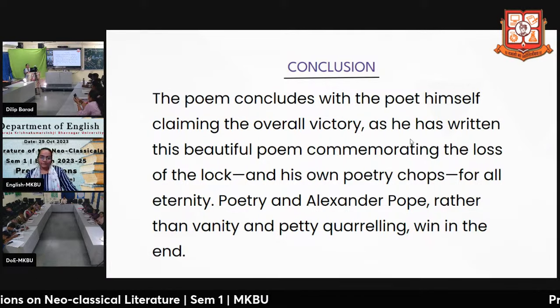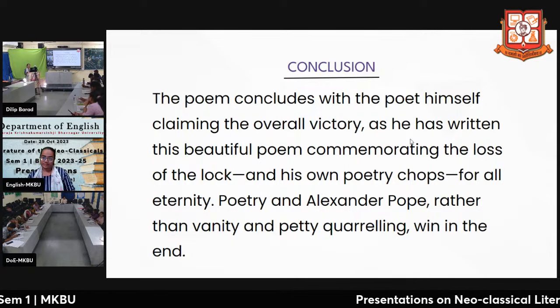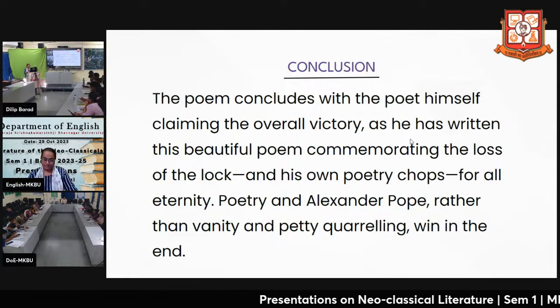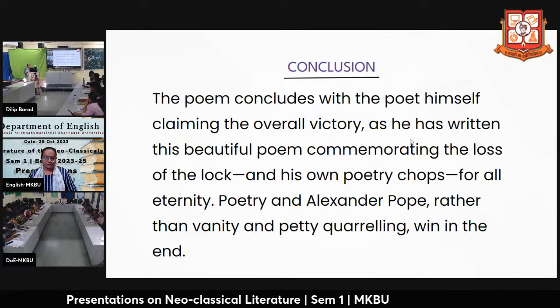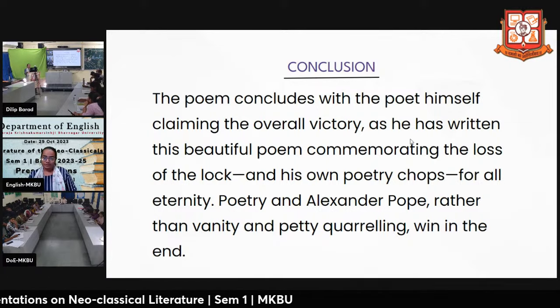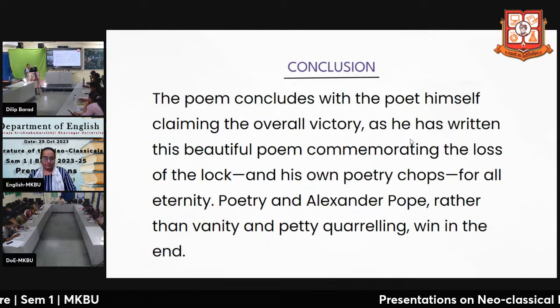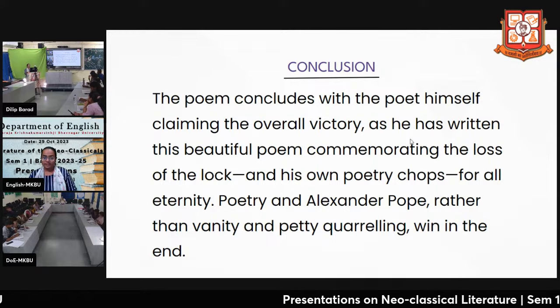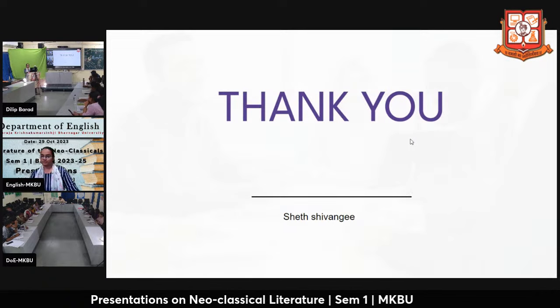Conclusion. The poem concludes with the poet himself claiming the overall victory, as he has written his beautiful poem commemorating the loss of the lock and his own poetry for all eternity. Poetry and Alexander Pope, rather than vanity and pride quarreling, win in the end. Thank you.